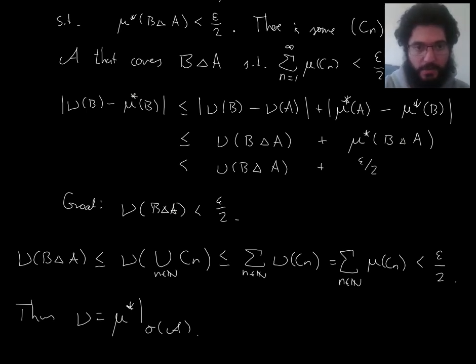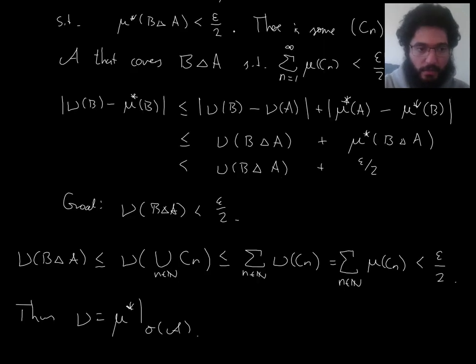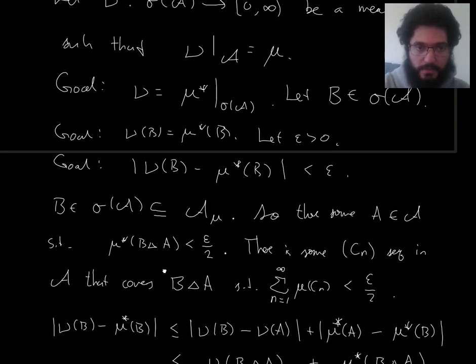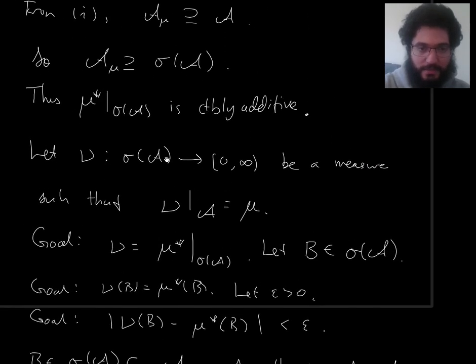So that proves part of what we're going for. That proves this first sentence. And the next sentence is the same, but instead of sigma A, it's the mu-measurable sets, A mu. So this is the unique non-negative countably additive extension of mu to A mu. So all we need to do to prove this one is pretty much modify our proof here to work for this bigger set A mu.